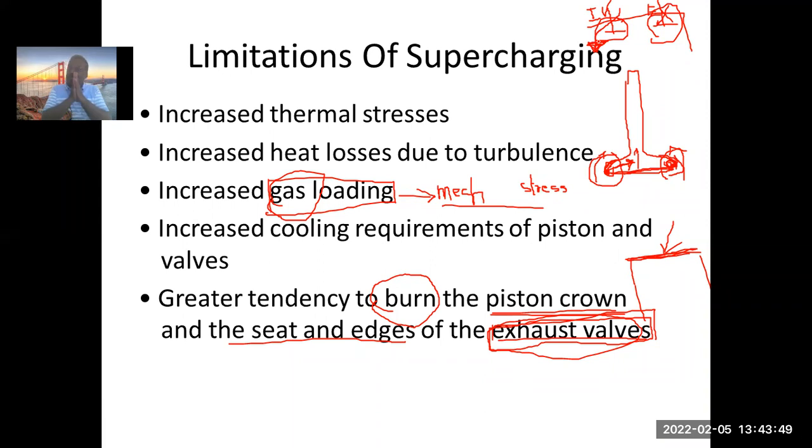Air fuel vapor mixture. No. I'm talking of the evaporation process. What is required for evaporation to happen? Heat. And wherever it is available, it will take the heat.